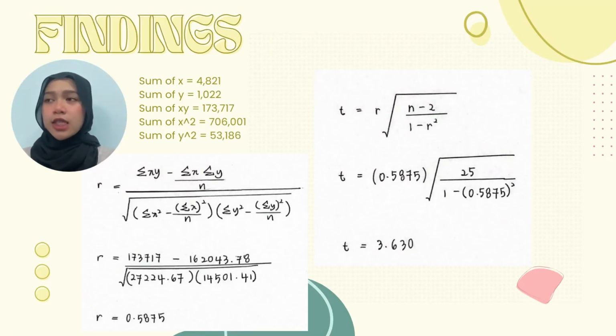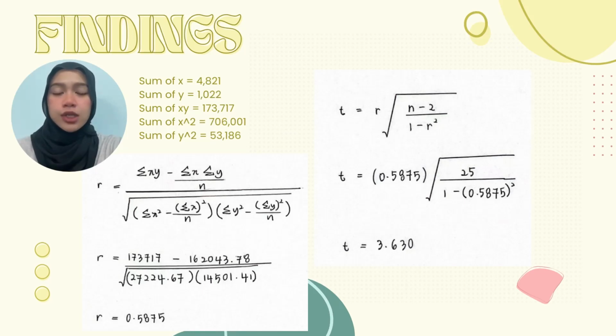The sum of x is 4,821, sum of y is 1,022, sum of xy is 173,717. Sum of x squared is 706,001, and lastly sum of y squared is 53,186. Next, we'll find the R value using the formula shown on the slide. After filling in all the values inside the formula, we'll get the value of R, which is 0.5875.